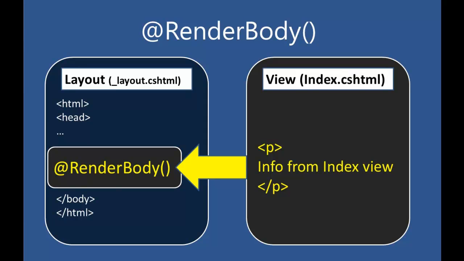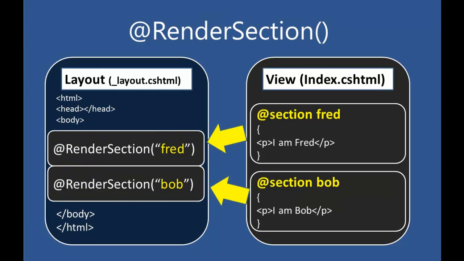So that's great, but what if you need some more flexibility? And that's where render section comes in. So looking at our layout, we've now split our content into two sections, Fred and Bob, and we define our content with Fred and Bob on the right side using the @section directive. This is of course hugely simplified to fit on a diagram. We could have a lot of content between Fred and Bob, and we can also use render body in conjunction with the two of these.